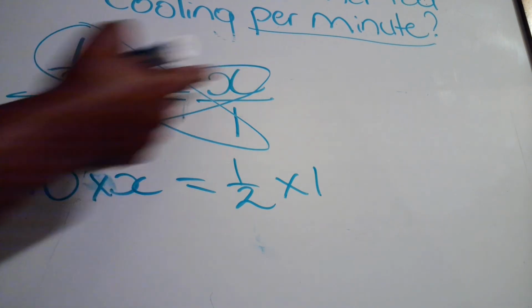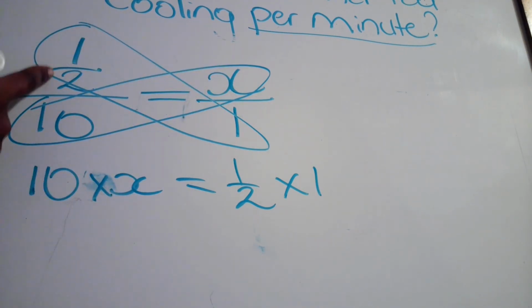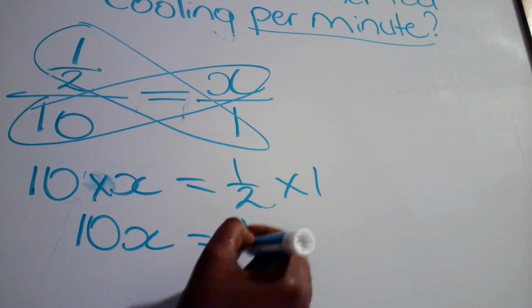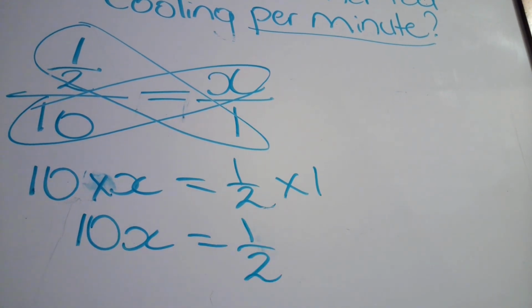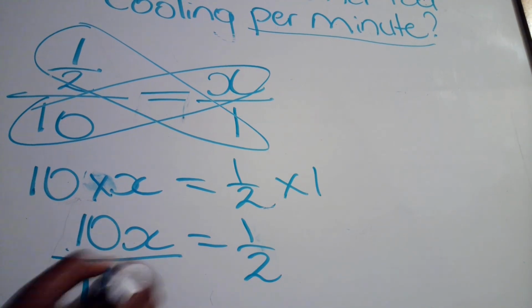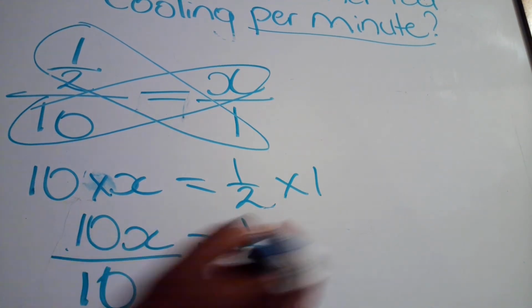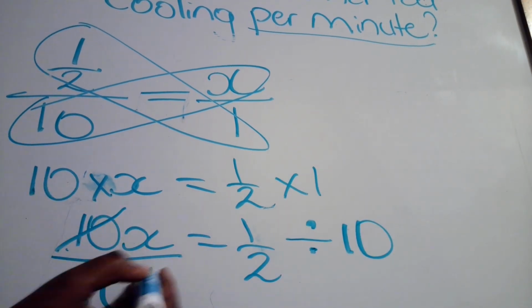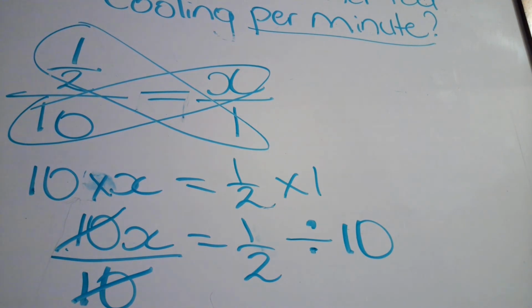So 10 times x, we are cross multiplying, 10x. 1/2 times 1 is going to give us 1/2. Remember, the aim is to find out what one x is equal to. So we're going to divide by 10 to find out what x is equal to. Anything you do to one side, you have to do to the other side. 10 cancels 10. We are only left with x.